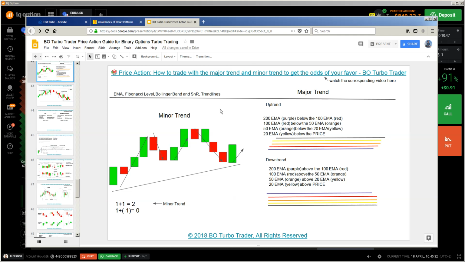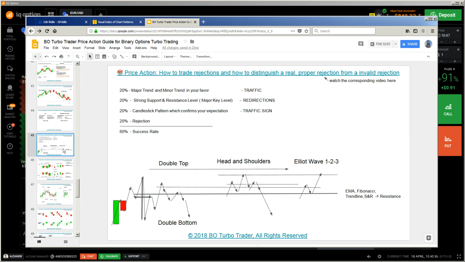And so watch also this video, and then watch this video about rejection again, where I have explained in more detail why a rejection is only one part of those four which are in the trading setup. For a good trading setup, you need the trend, you need the key level, you need the candlestick pattern, and you need the rejection. If you have all those four things together, you have a good trading setup.